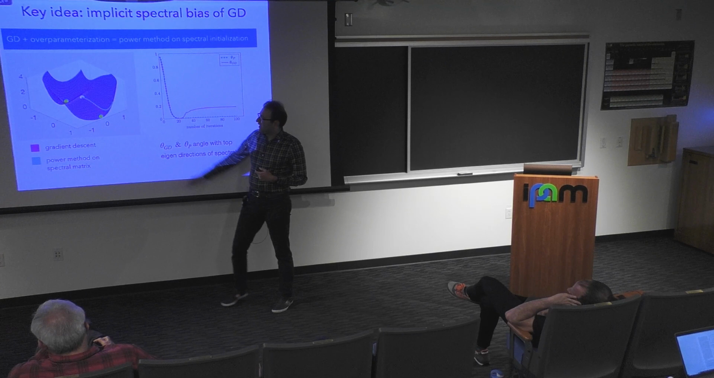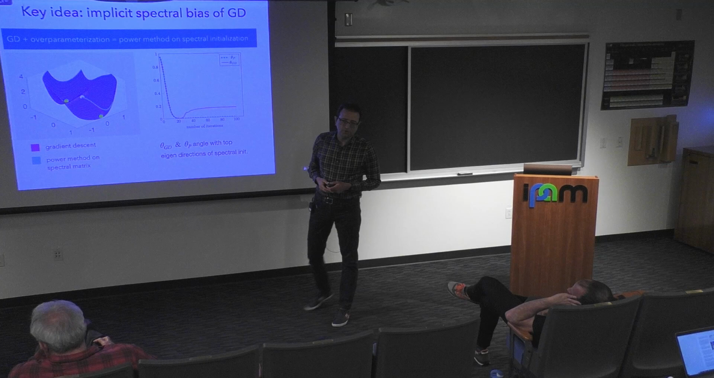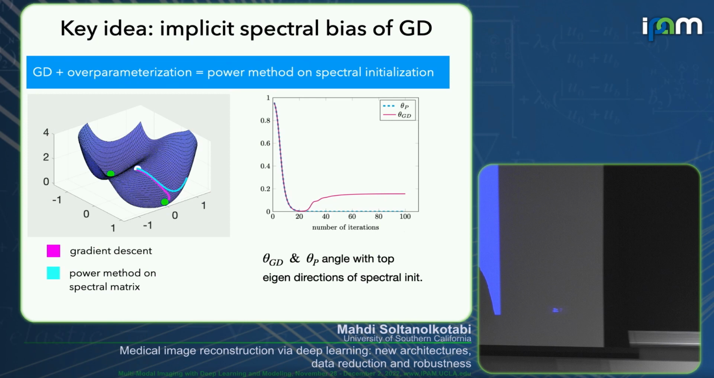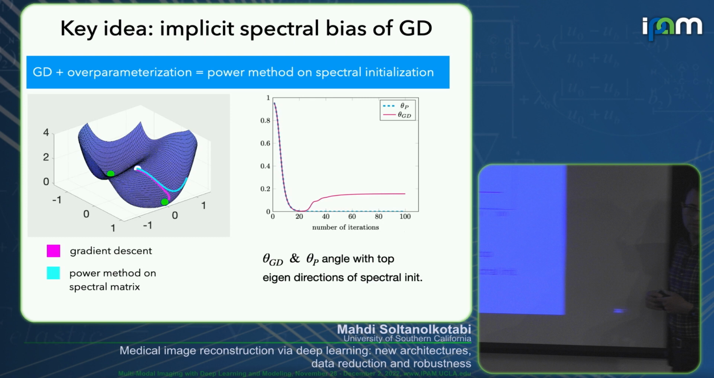So why is this significant? Because all of us can analyze power method on a fixed matrix, right? So we can keep track of the trajectory of non-convex gradient descent by just running power method on a fixed matrix, which I'll tell you about. It actually turns out to be exactly the matrix that we use to do power method for spectral initialization. So that's an interesting connection.